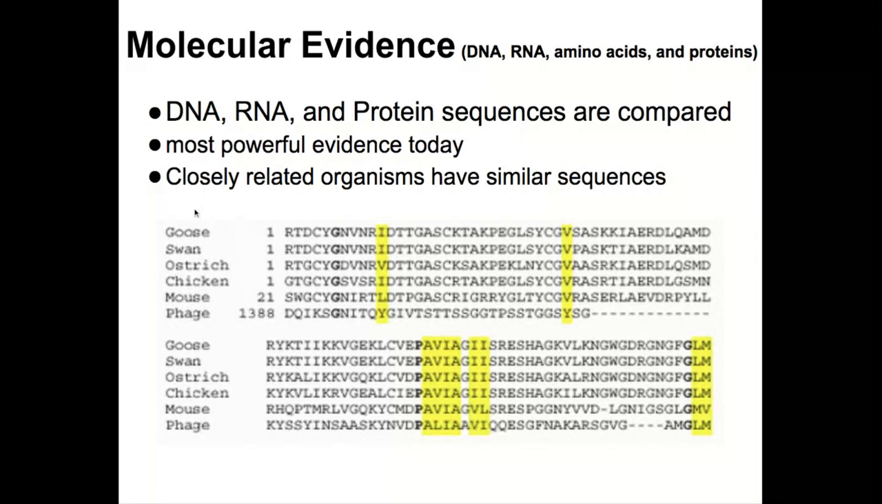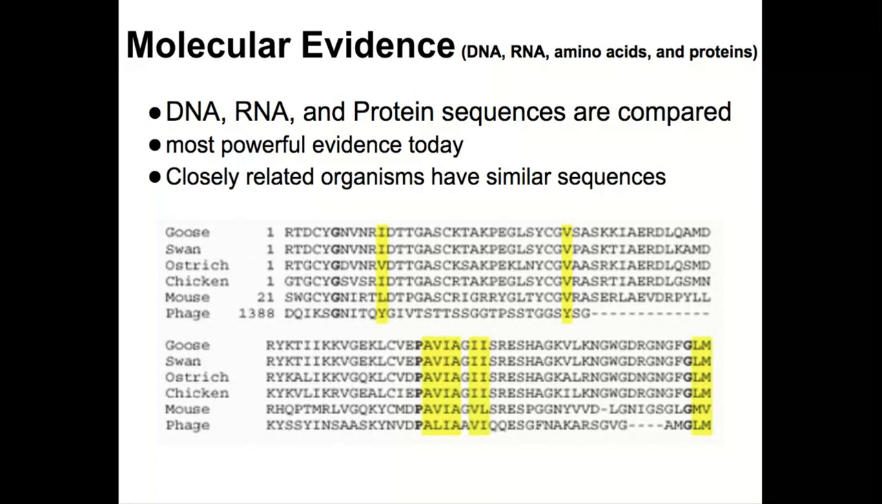So if you look at this top row right here of evidence, what these letters represent are proteins within an organism. So we have goose, swan, ostrich, chicken, mouse, and phage. Phage is a virus. And the yellow highlighted parts are the only proteins that are different. So in this sequence of proteins in these organisms, you can see that there aren't many differences, even between a goose and a mouse, for example.